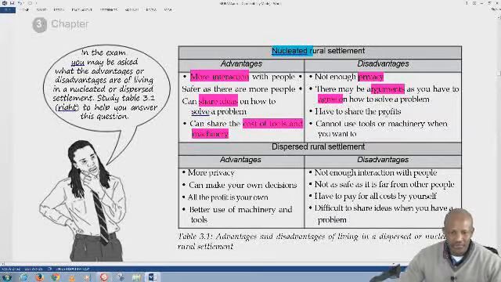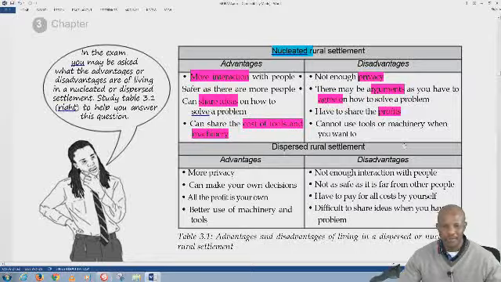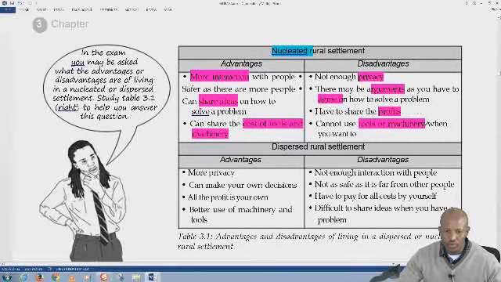And then they have to share what? They have to share the profit. Remember, they've produced the money or the production all by themselves. So they need to share the profit. And you cannot use tools when you want to.